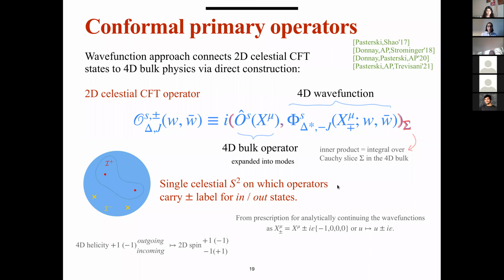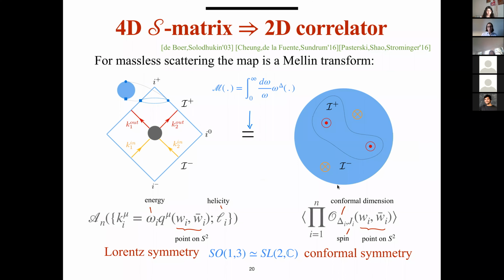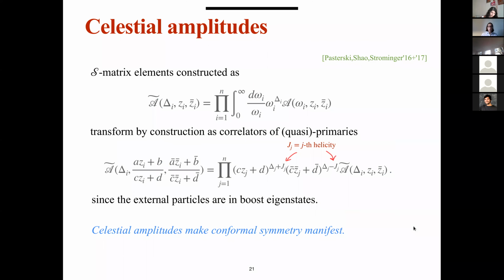Okay. So now we have wave functions and operators. Now we can talk about amplitudes. We want to recast the scattering amplitude in terms of a correlation function on the sphere. I've told you what kind of operators will show up in this correlation function and how you can get them from 4D bulk wave functions. Let me emphasize again, what's behind the scenes here is that Lorentz symmetry SO(1,3) acts on the celestial sphere as the global conformal symmetry SL(2,C). And so this is why we can write the amplitudes in this nice way in terms of correlation functions of operators.